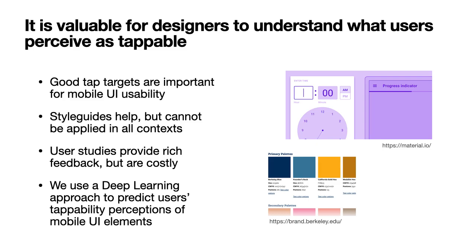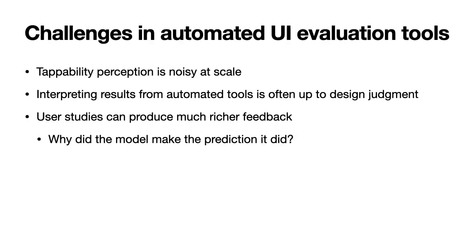In our work, we use a deep learning-based approach to predict users' perceived tappability of mobile UI elements. Our work contributes to the landscape of automated UI evaluation systems like CogTool. However, we address some important limitations of many of these prior works for the domain of tappability.